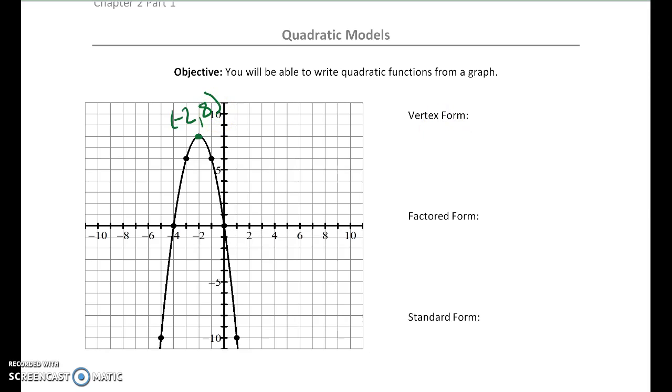So to actually know what the equation looks like, I want to talk about the parent function of a parabola quickly. A parabola in its parent function form is going to have a vertex at 0, 0, and then the graph is going to look something like this. And the equation for that is y equals x squared. Now, what this parabola has done is it has shifted to the left 2 units and up 8 units.